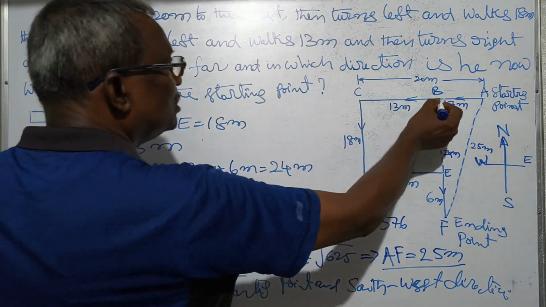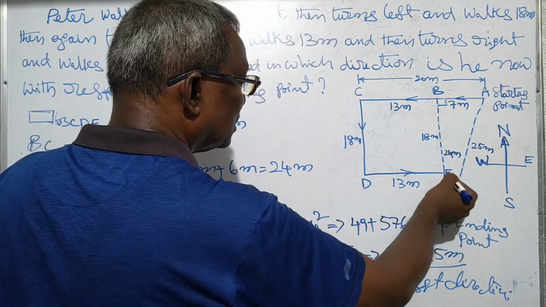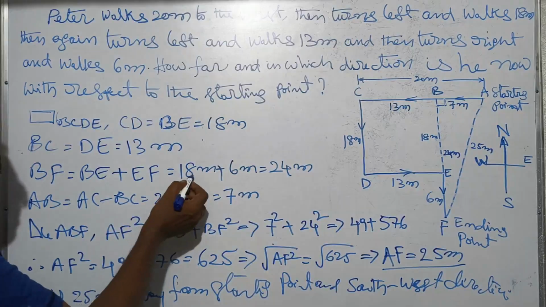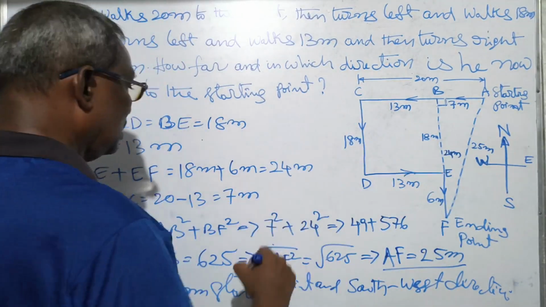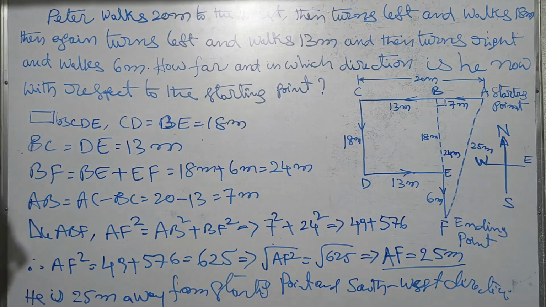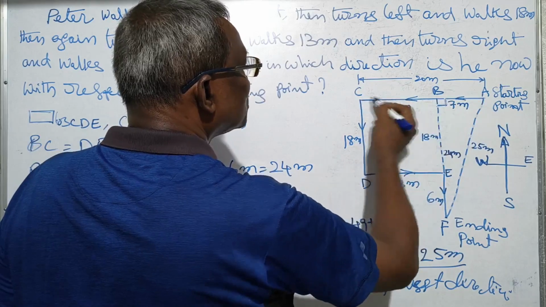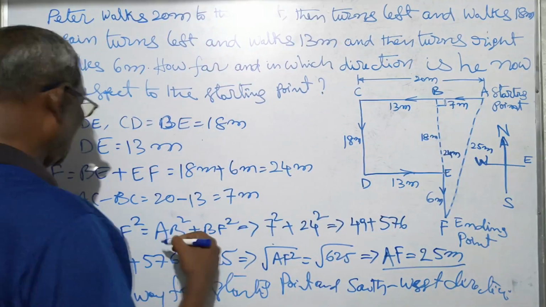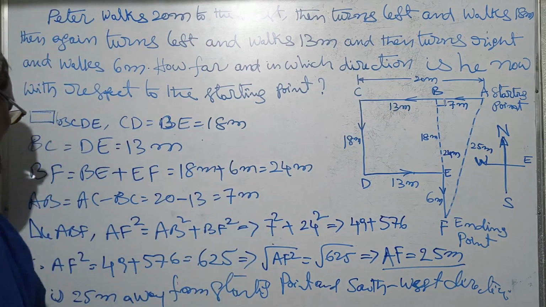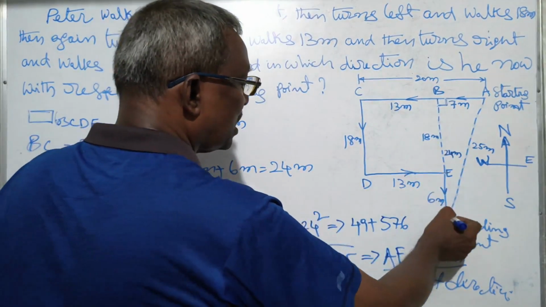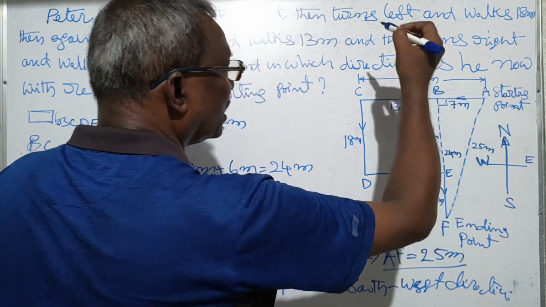Next, BF is equal to BE, 18 meters, plus EF, 6 meters. 18 meters plus 6 meters is 24 meters. BF is equal to 24 meters. Then AB is equal to AC minus BC. AC is 20 meters minus BC 13 meters, that is 7 meters. So ABF is a right angle triangle.